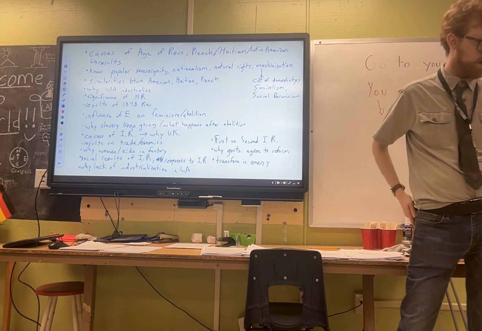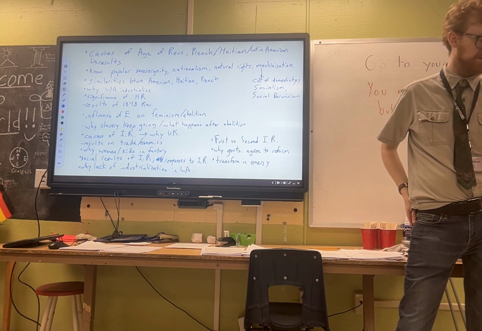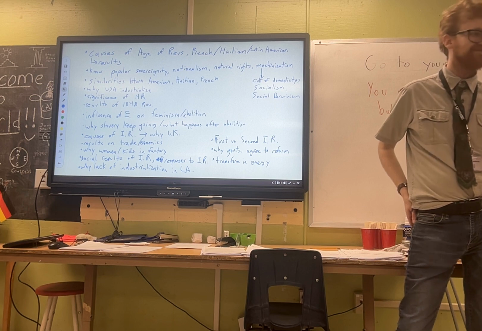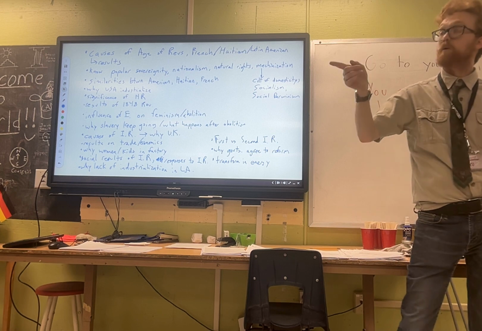I didn't say that. What's a continuity in Latin America between colonial times and independence in terms of economics? Oh, they still remain poor. They still remain poor.